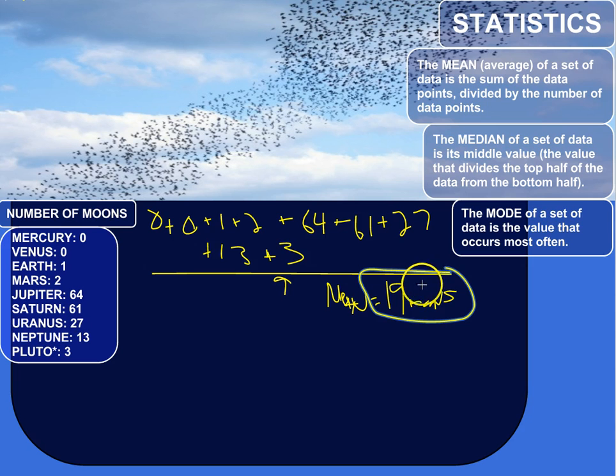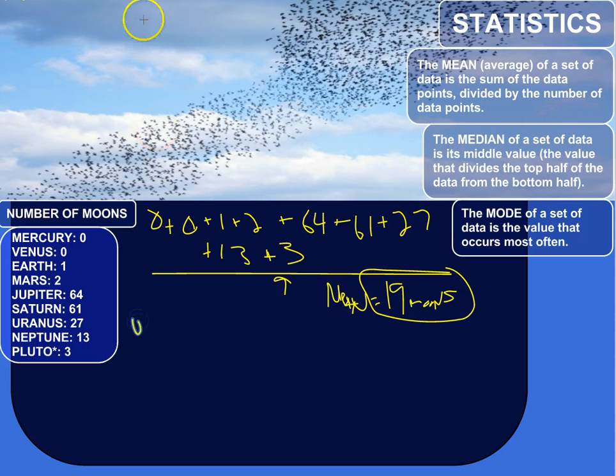Okay, let's calculate the median. The median is the middle value, or the value that divides the lower half of the data from the upper half. To do that, you need to make sure your data points are in order, going from the lowest to highest. They're not quite in order. It's in order for a while, 0, 0, 1, 2, but then it jumps up to 64, and then back down to 61, and then back down to 27. So let's rearrange these, get them in order, and then we can find the median pretty easily.